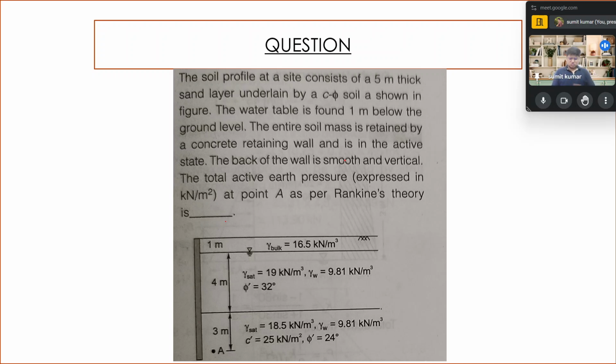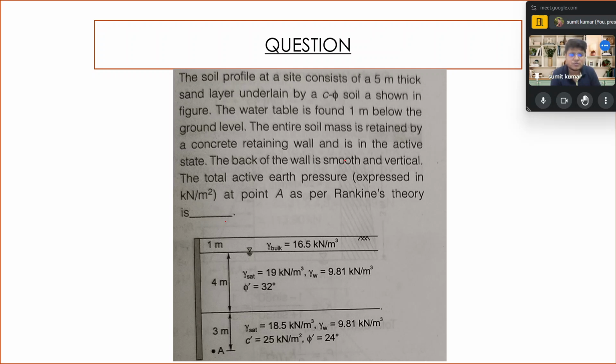Okay, so you see point A is at 8 meters below the ground level, and over here the unit weight above the water table is 16.5 kilonewton per meter cube, and the saturated unit weight below the water table for the sand is 19 kilonewton per meter cube, and for the second layer, that is C5 soil, it is 18.5 kilonewton per meter cube.